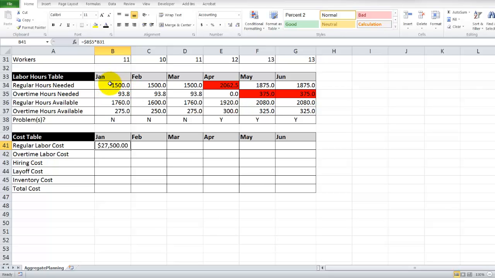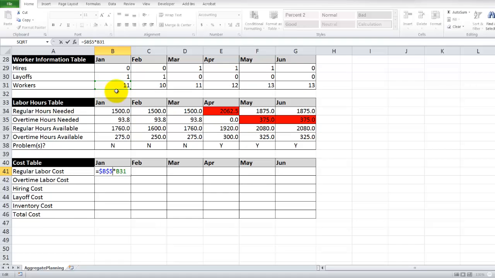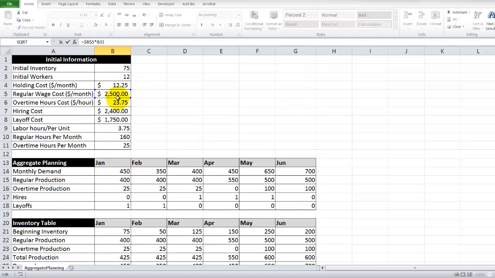We are more like a salary position where, regardless of whether we need the hours, we're going to pay them regardless. So if we were truly operating in a situation where we only paid the hours that we needed, we would have referenced a per hour wage to the regular hours needed. But in this problem, we have the assumption that we do have 11 workers. Those 11 workers will get paid $2,500 a month.